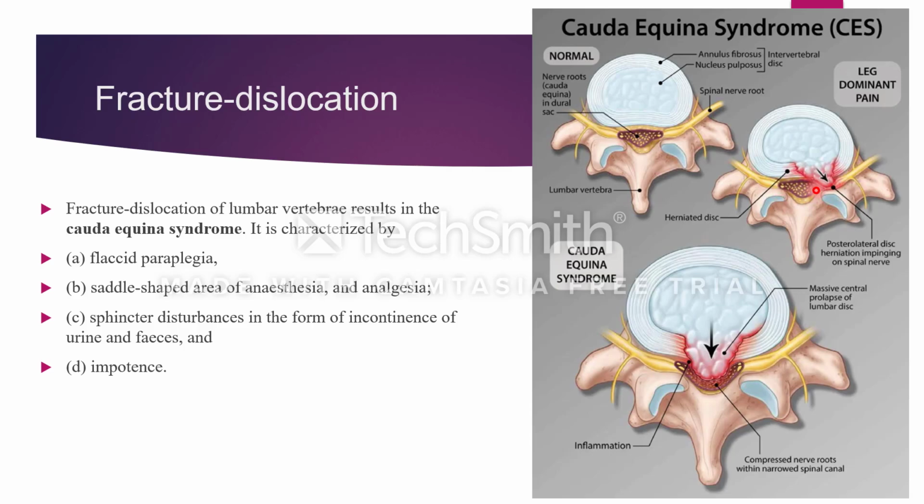This Cauda equina syndrome will be characterized by flaccid paraplegia. There is a saddle shaped area of anesthesia and analgesia. Then sphincter disturbance in the form of incontinence of urine and feces, and impotence, will happen. These are the four characteristics present in the Cauda equina syndrome. What is Cauda equina syndrome? The Cauda equina, which is the end of the spinal cord, is compressed by the fracture and dislocation of the lumbar vertebra.